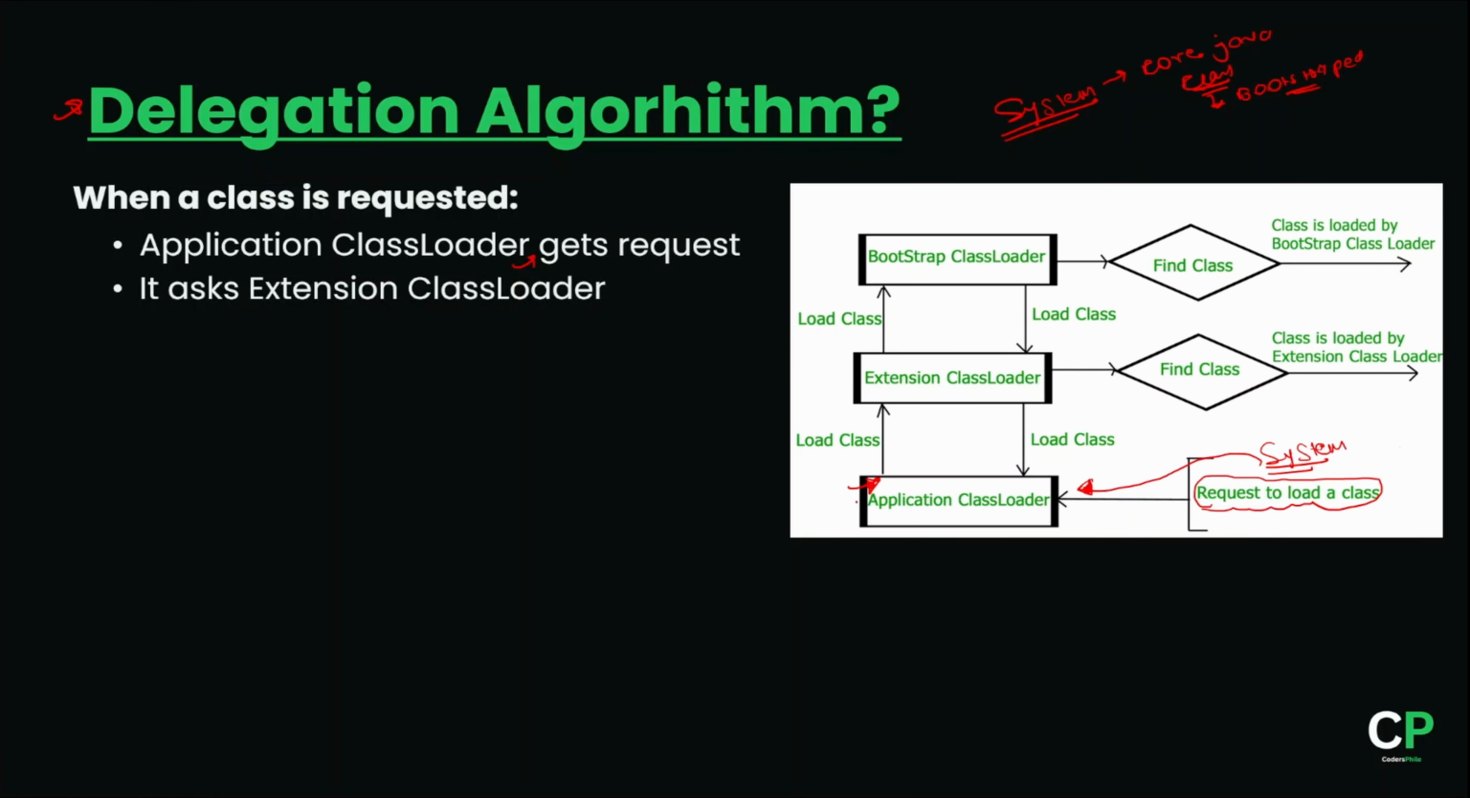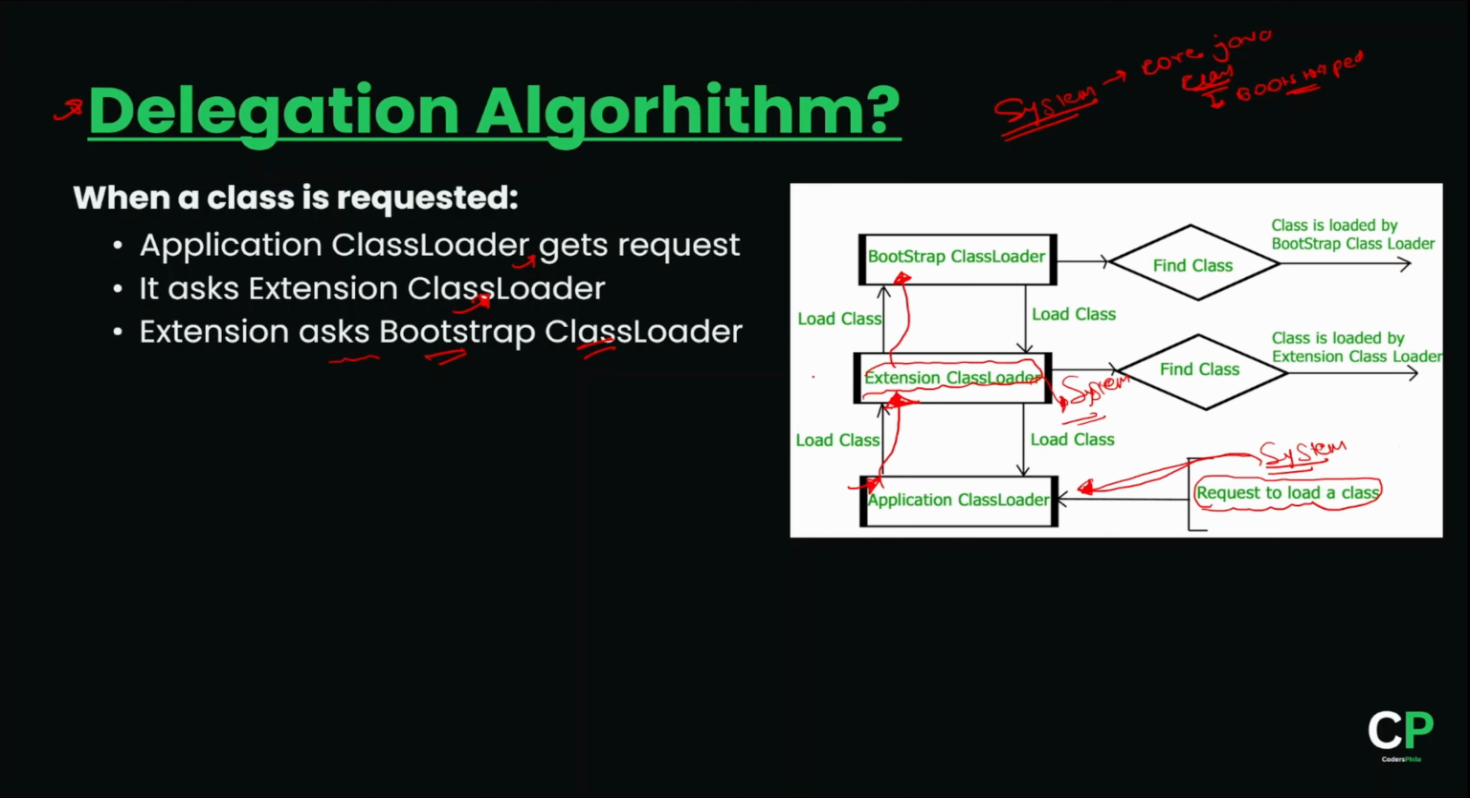Now the application class loader will delegate this request to its parent, that is the extension class loader. So it asks the extension class loader to load this System class. The extension class loader will not directly look for the System class. It delegates this request to its parent, that is the Bootstrap class loader. So what happened first? First the application class loader gets this request and passes it to its parent, the extension class loader, which passes it to its parent, that is the Bootstrap class loader.